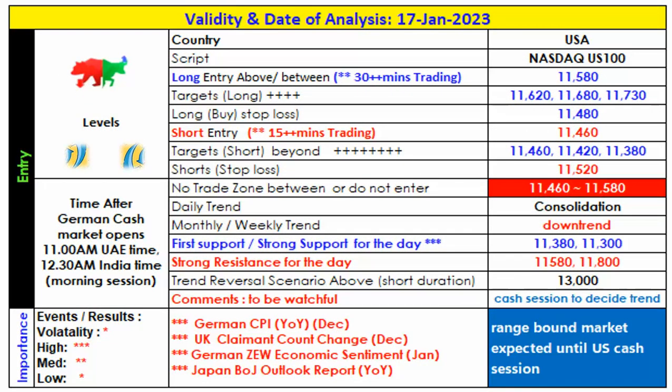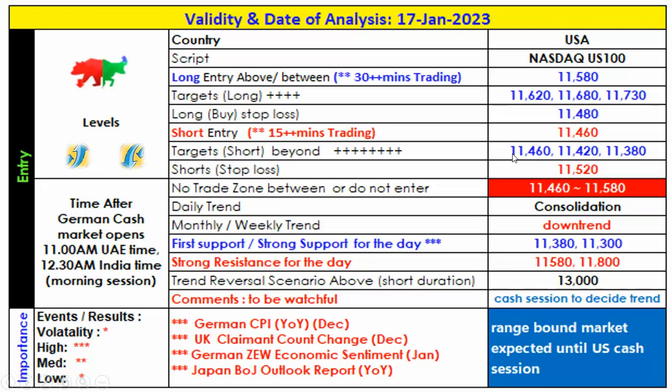For NASDAQ, the entry I will be suggesting is only at 11,500. The targets are 40 points away. The first two targets are 11,620, 11,680 and 11,730. And after that, 11,800 is going to be very strong resistance.